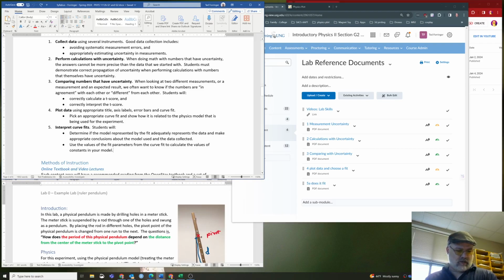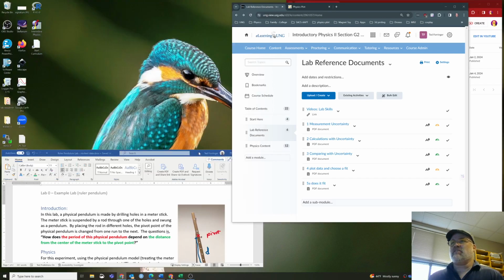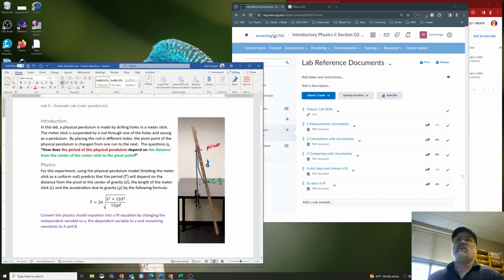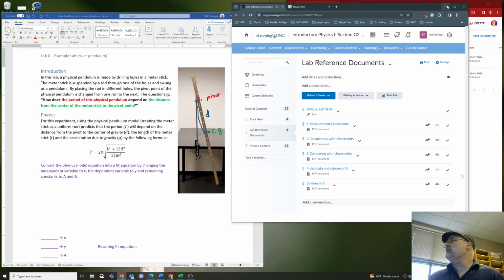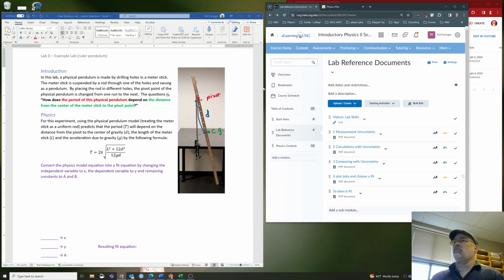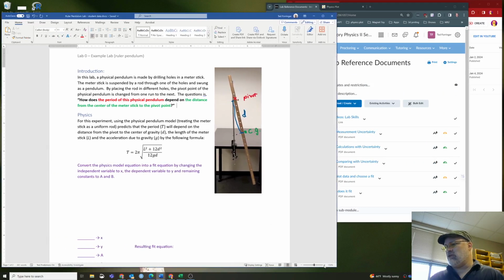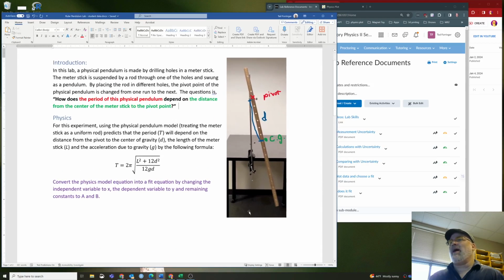All right. So let's look at an example lab. This is not a lab that we're doing in Physics 1111 or 1112, but it has all of the same aspects, all the same pieces of a lab that we might do. So in this example lab, we use a meter stick with a bunch of holes drilled in it to make a pendulum. And we put the pivot in different holes. So like if I put the pivot in this hole, we're going to have a really long pendulum. If I put the pivot in this hole, we're going to have a much shorter pendulum.